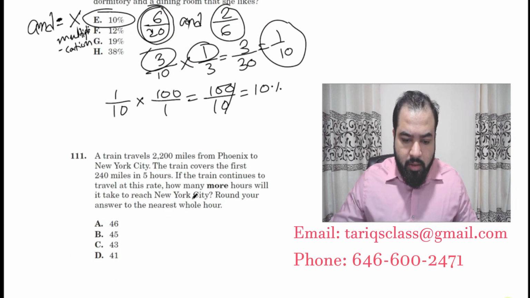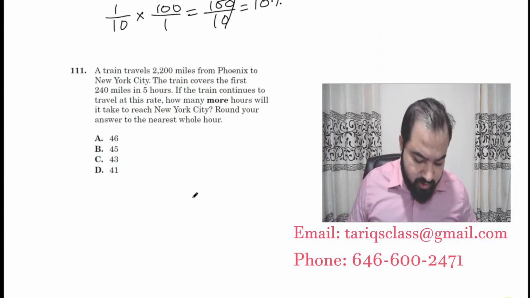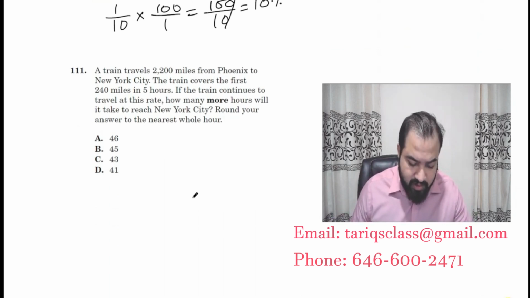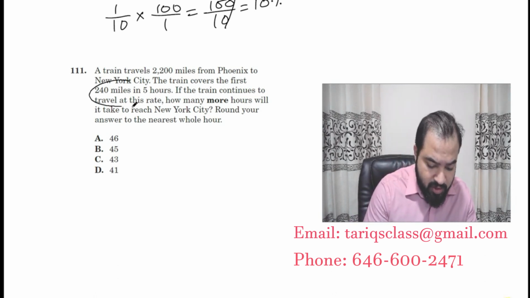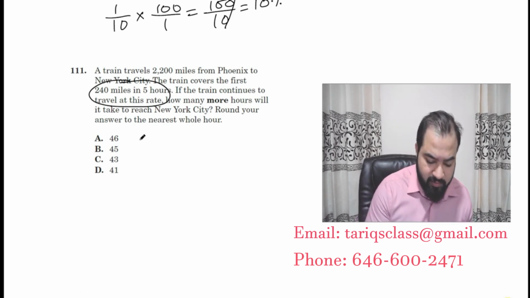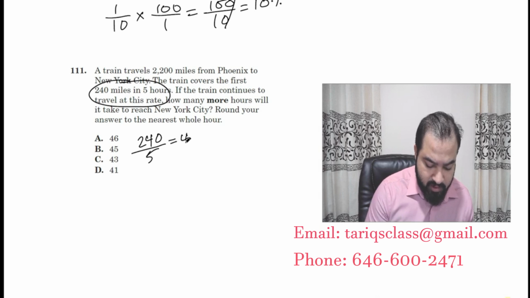All right, question number 111. Now, a train travels 2,200 miles from Phoenix to New York City. The train covers the first 240 miles in 5 hours. So first 240 miles in 5 hours. So we can find the rate from there. Now if you divide 240 by 5, we see that it's 48 miles per hour.